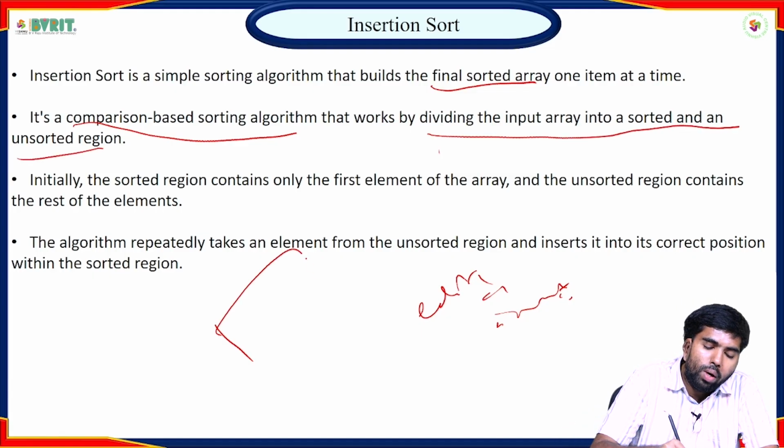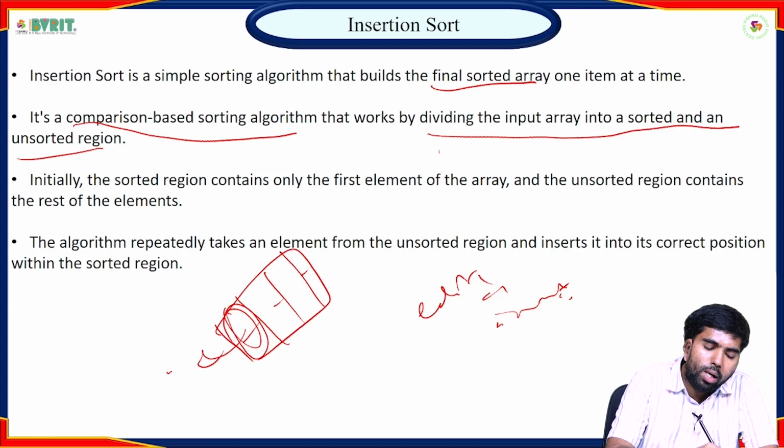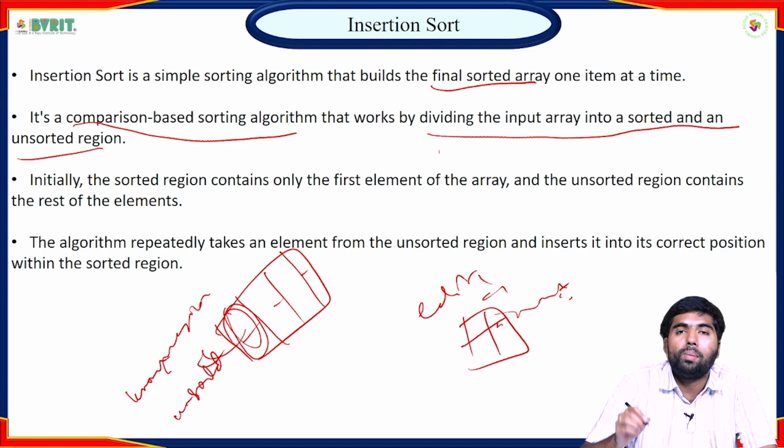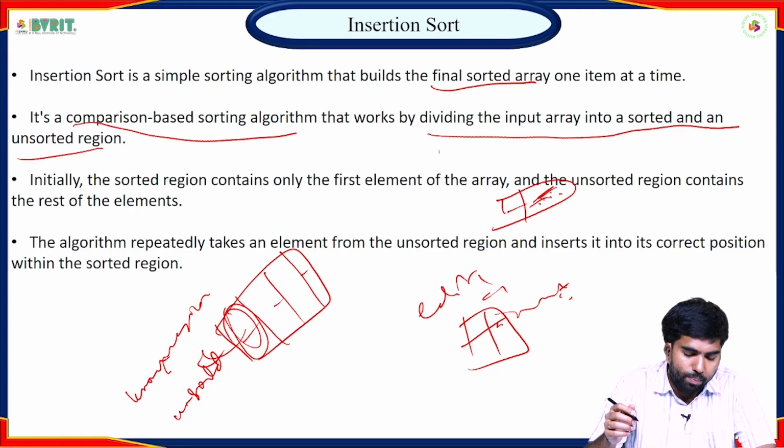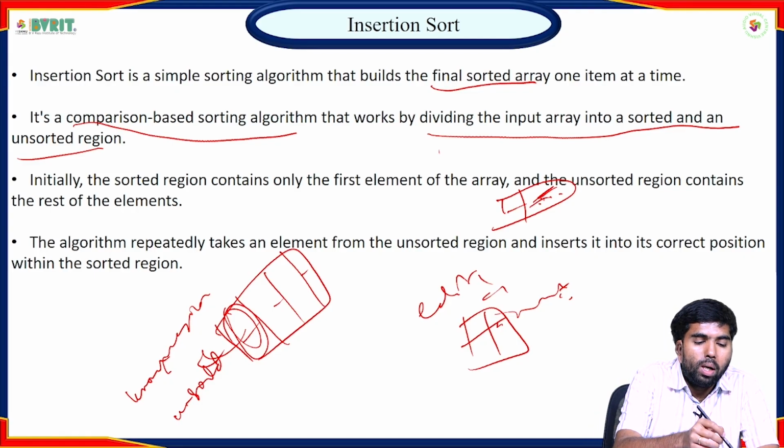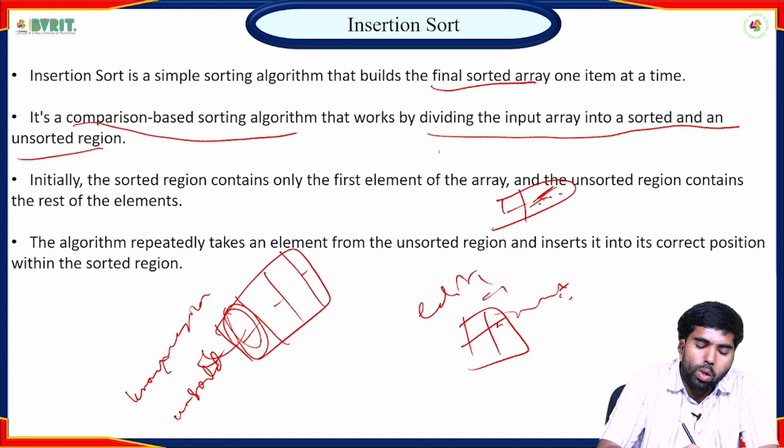So you have a few elements, 1, 2, 3, 4 something. Whichever elements you are taking, that is known as the sorted region. And you have an unsorted region, where you don't have any information, or you might know the elements, but you are not working on them yet. So that is known as your unsorted region, right?